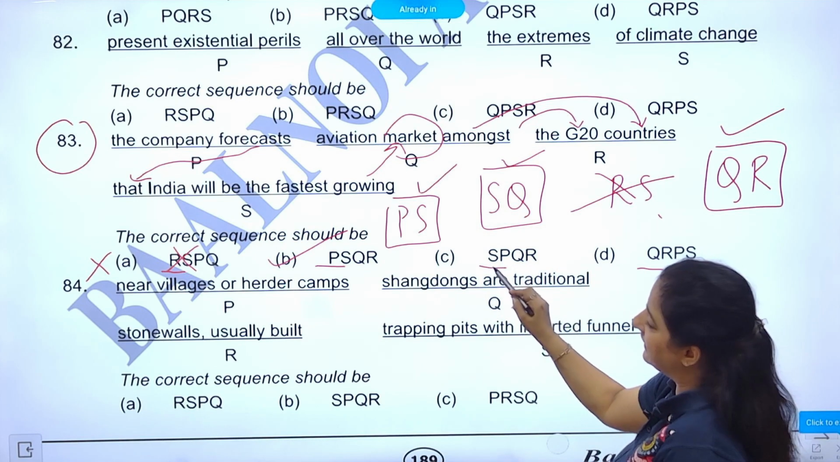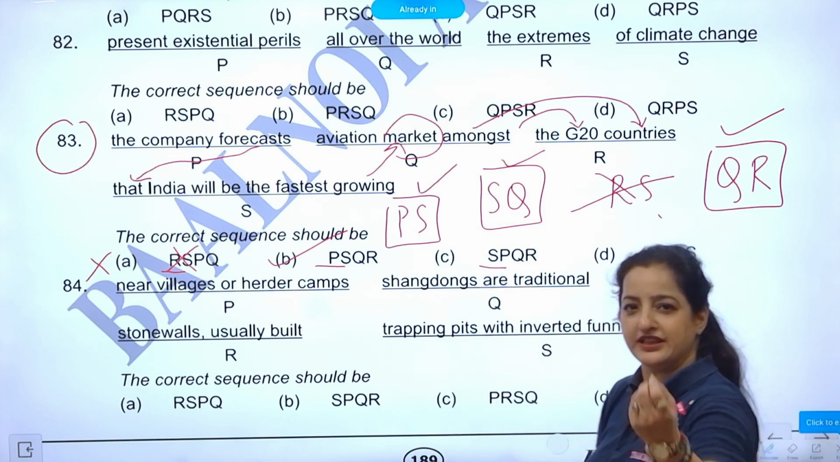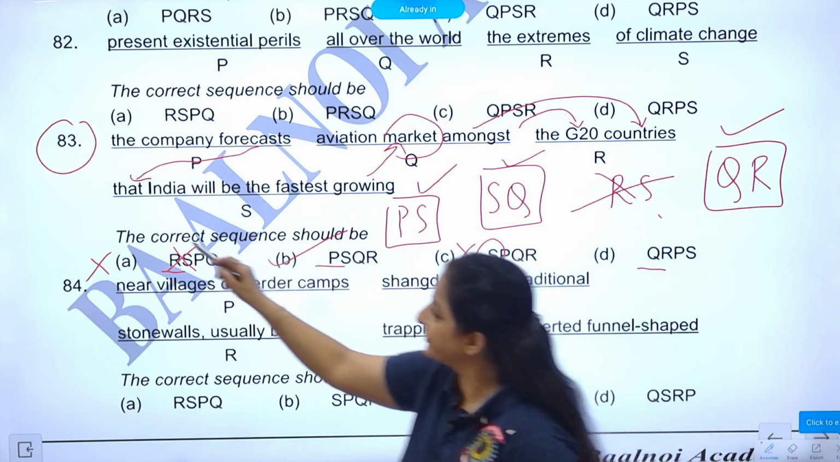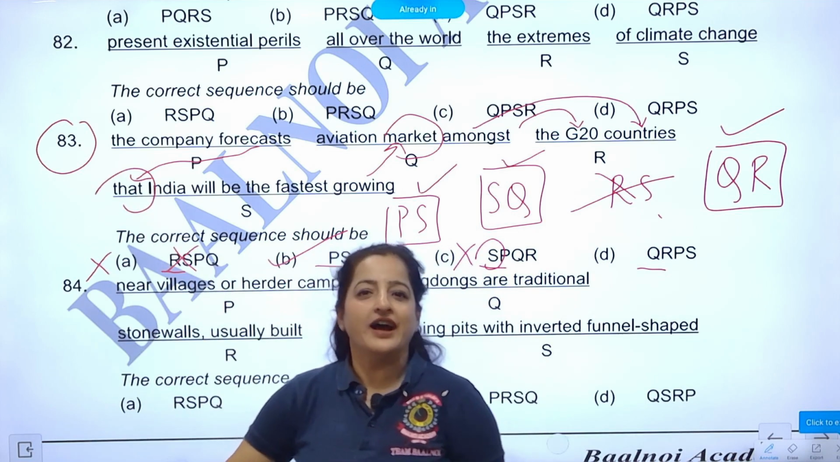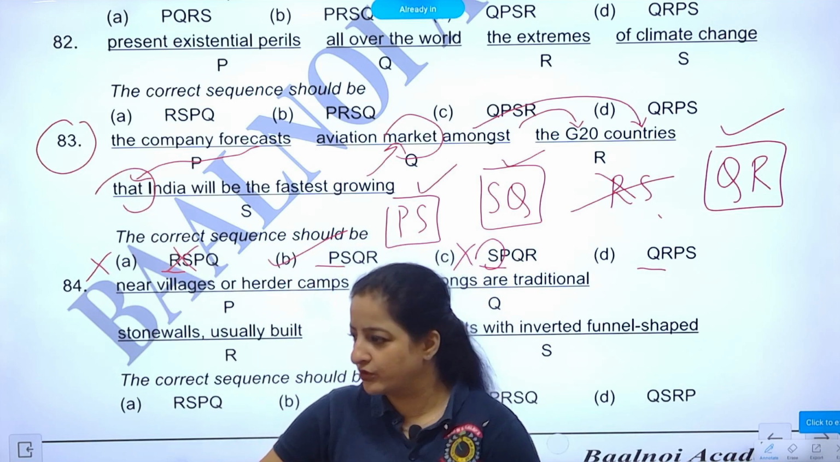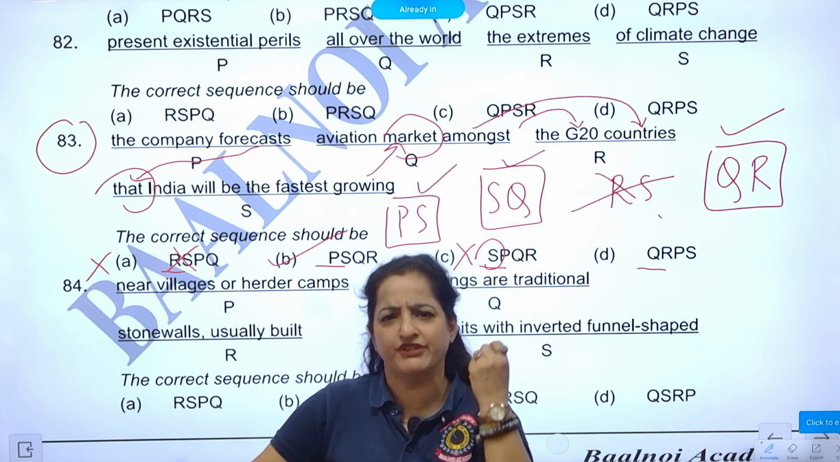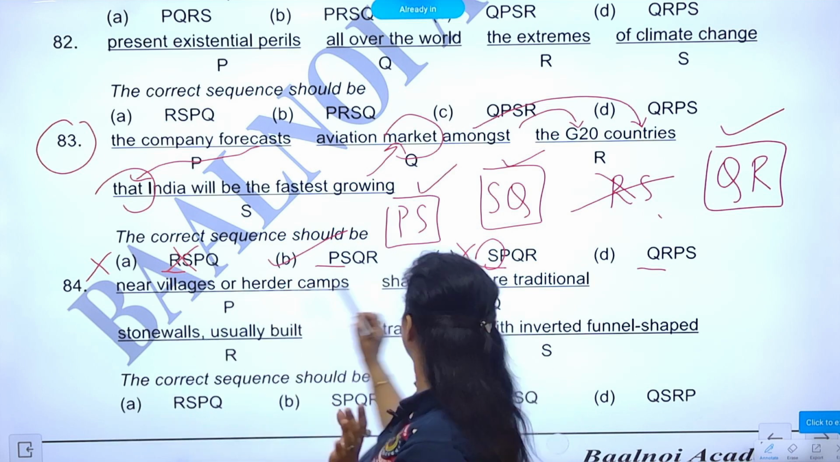SPQR. That India. ये तो यही cancel out हो जाएगा. Why? Do you begin sentences with that? Go back to that tip which I told you. Find an independent fragment. ये S एक independent fragment ही नहीं है. Right? So we just rule this out.